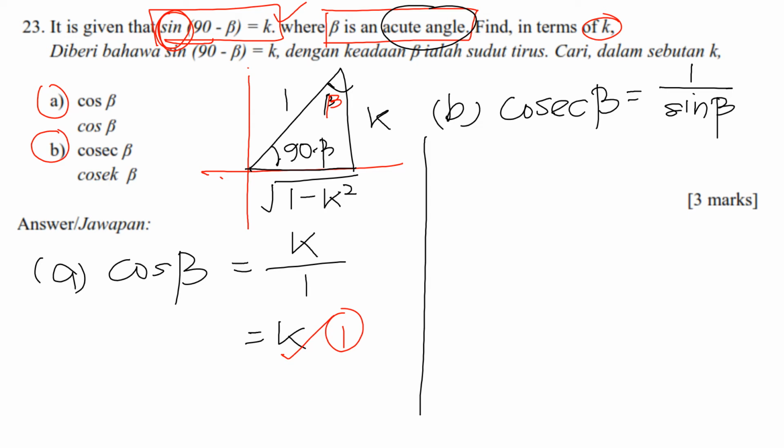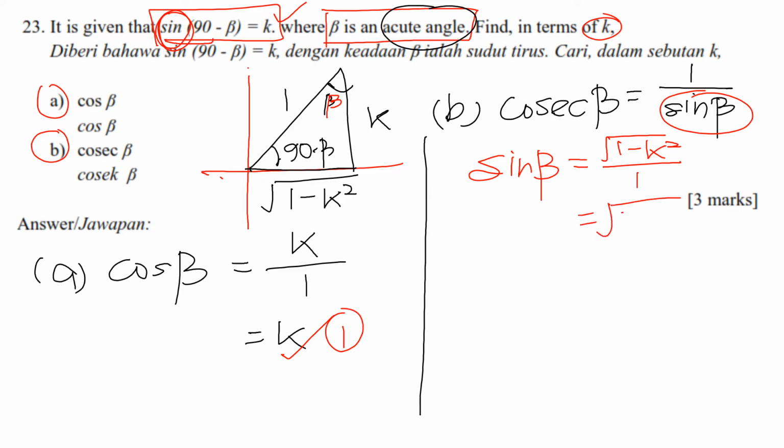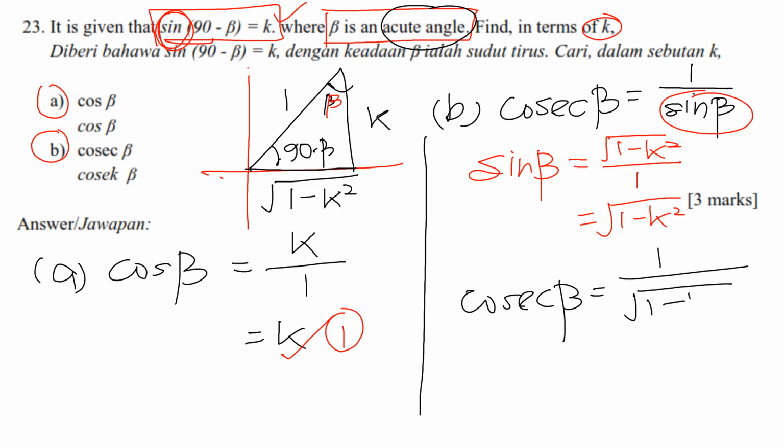Okay, sine beta. What is sine beta? If you want to take out sine beta, sine beta is equal to opposite over adjacent, which is square root 1 over k squared. Refer to the diagram over 1. So therefore your sine beta is square root 1 over k squared. From here you can answer this question easily: equals 1 over square root 1 minus k squared. Done with your work. See, that is so simple and easy.